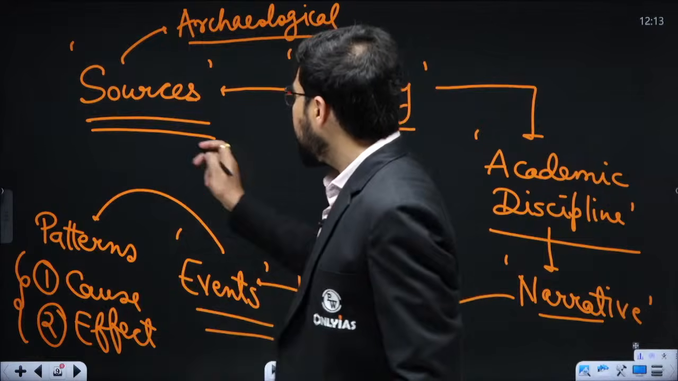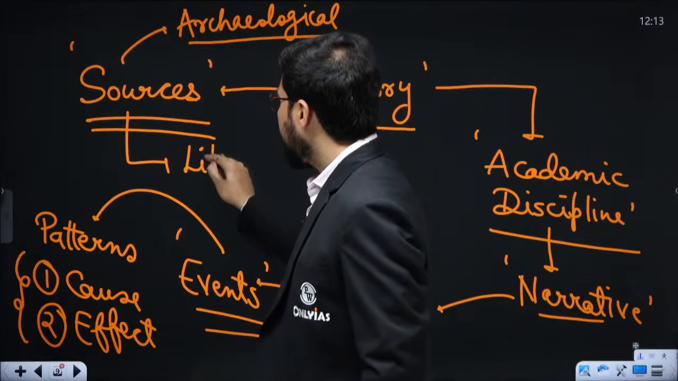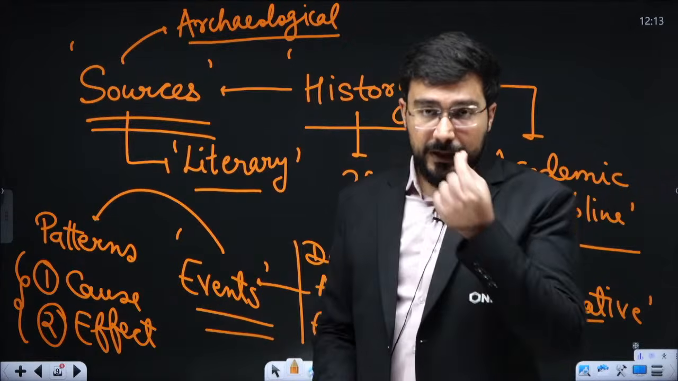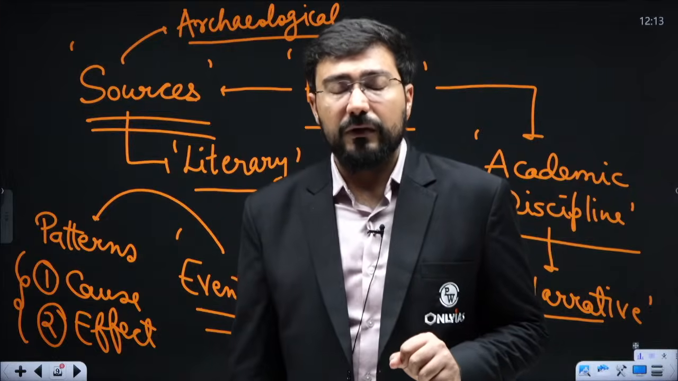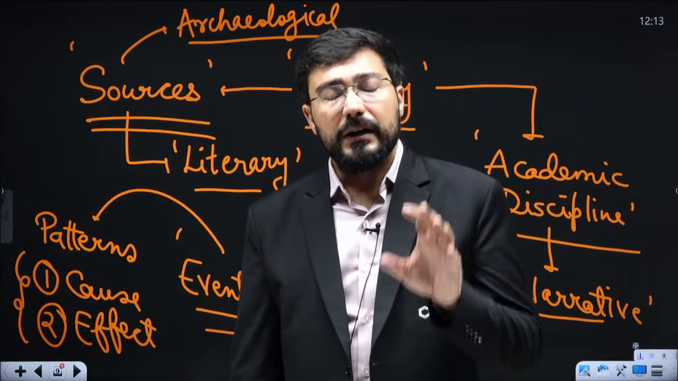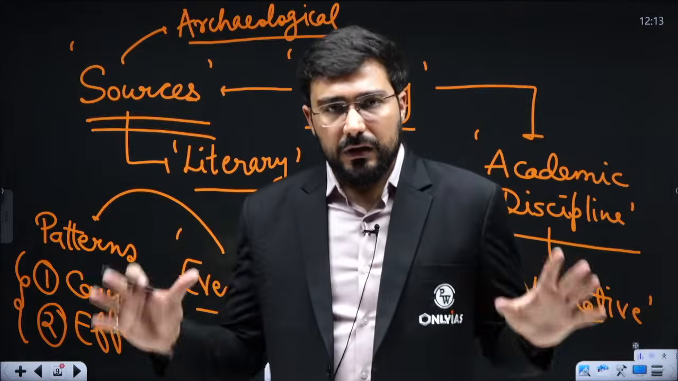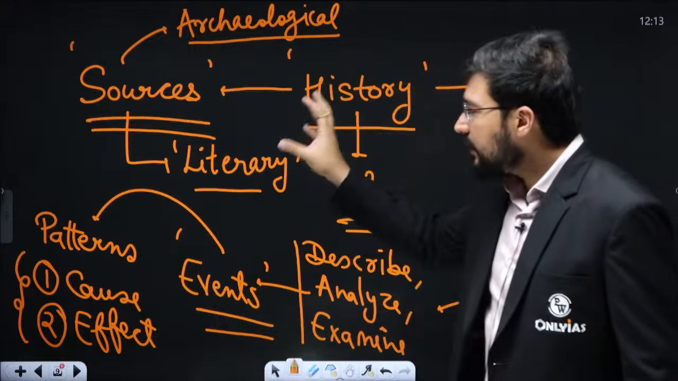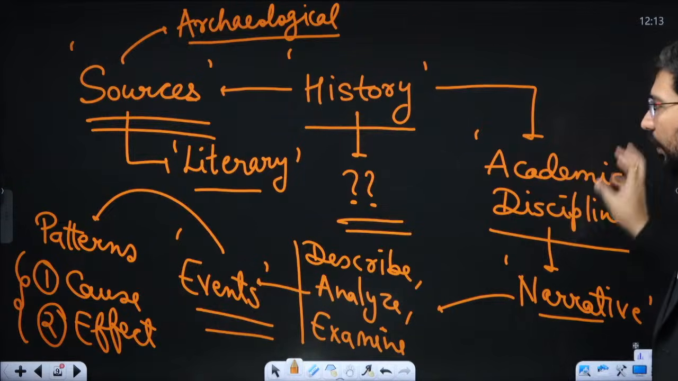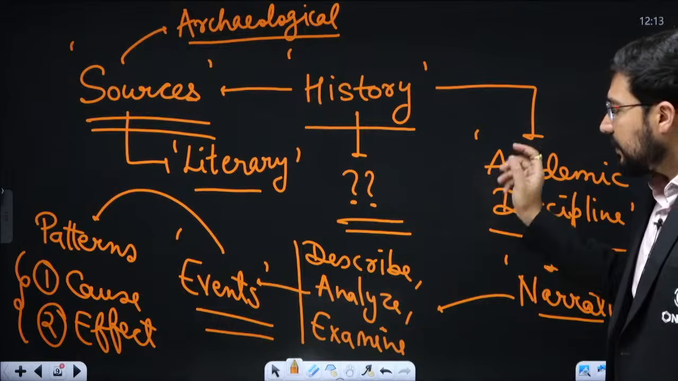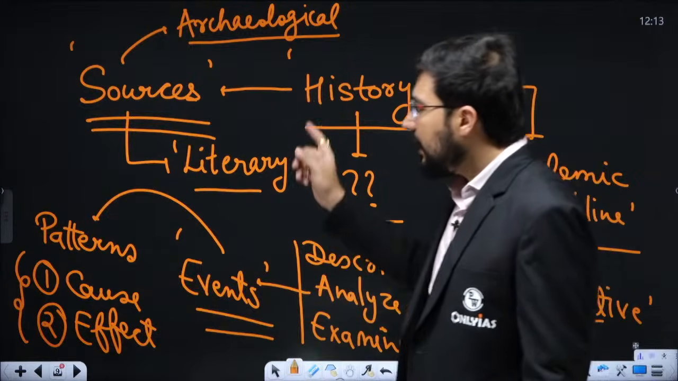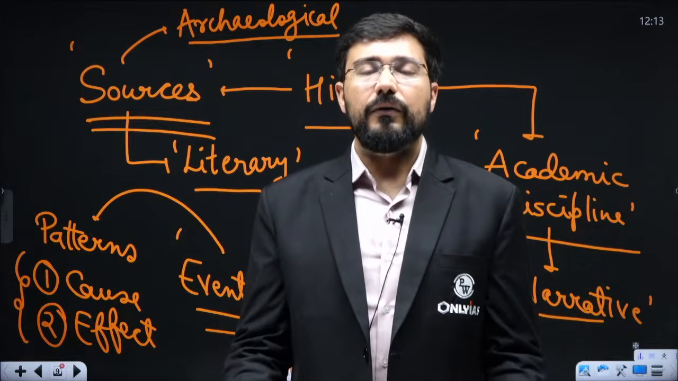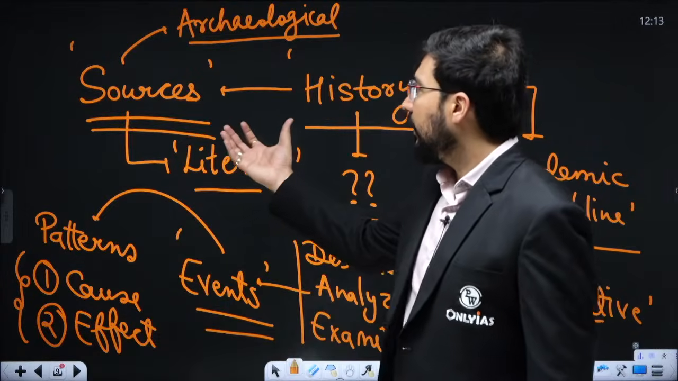So archaeological sources, and second, literary sources. Now, literary sources are only available in Indian history starting from the Vedic period onwards. Starting from the Vedic period onwards, we have seen the beginning of literary history. So overall, history is written on the basis of sources, but history, as an academic discipline, always creates a narrative which tries to describe, analyze and examine events and identify the patterns of cause and effect. This is a definition of history and how history is eventually written.